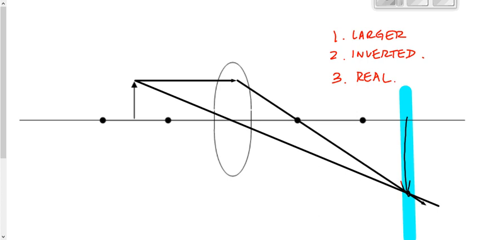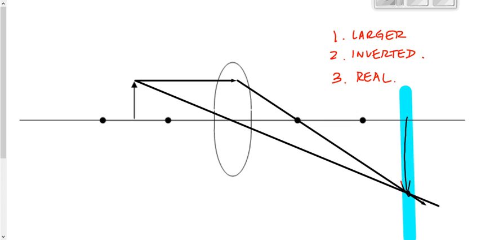This is where I'd put my screen. If the image is formed at that spot, I'd have to put my screen right there. If I put my screen right here, I would still see something on the screen, but it would be blurry because the rays aren't converging at that spot. It wouldn't form a good focused image on that green spot. So the blue one is where my screen should be in order to see this.